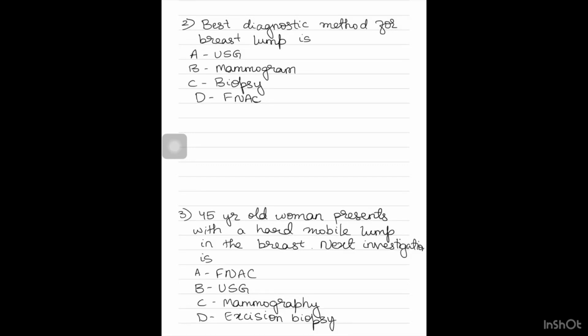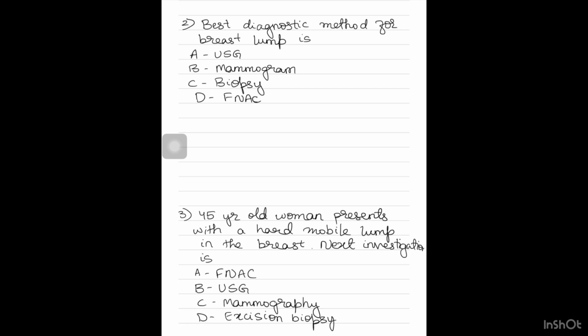Continuing MCQs on CA breast. So the next question is: best diagnostic method for breast lump is. Diagnosis of any carcinoma or a benign lesion always comes with a histopathological examination. In the options, the first option is USG and the second is mammogram.